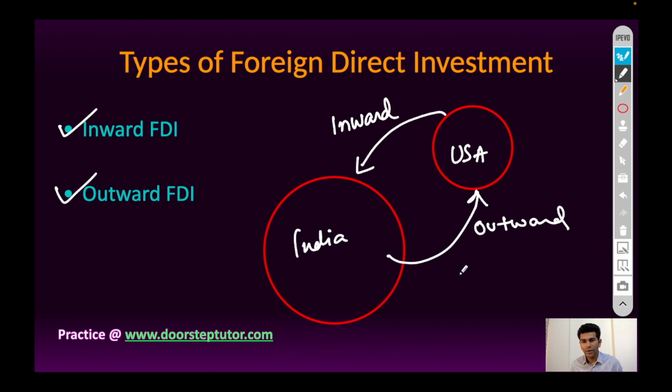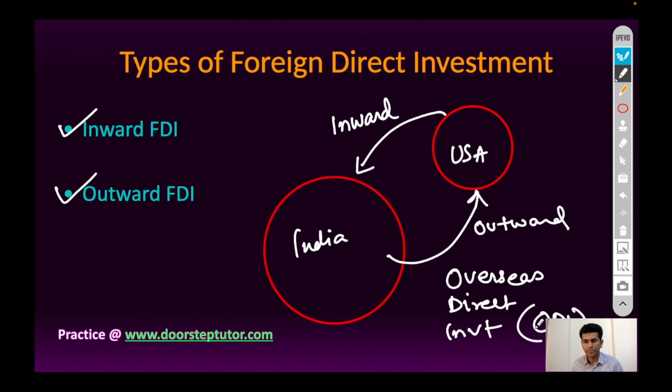It is also called overseas direct investment, ODI. So one is inward FDI and another is outward FDI. When a foreign company enters into the Indian market, it is inward FDI for us. And when an Indian company enters into a foreign market, it is called outward FDI. And outward FDI is also called overseas direct investment. Foreign direct investment is used when another country comes to India, and when an Indian company goes to another country, it is called overseas direct investment.